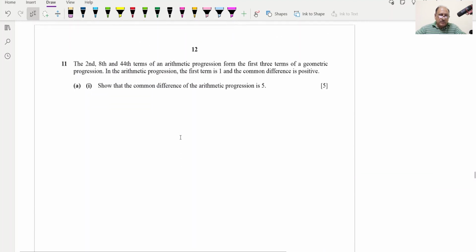Now this is question number 11. Question 11 says the second, 8th and 44th terms of an arithmetic progression form the first 3 terms of a geometric progression. In the arithmetic progression, the first term is 1 and the common difference is positive. Show that the common difference of the arithmetic progression is 5.